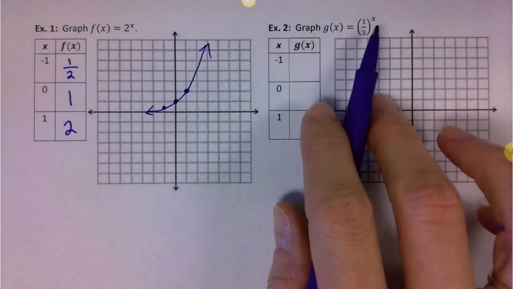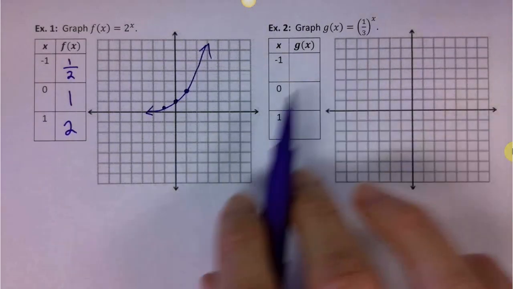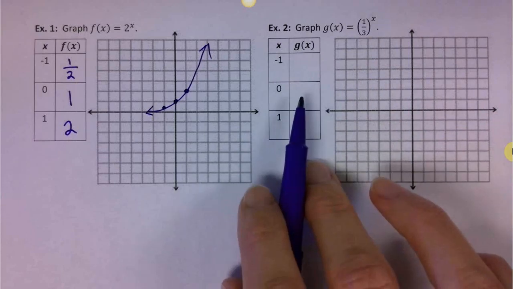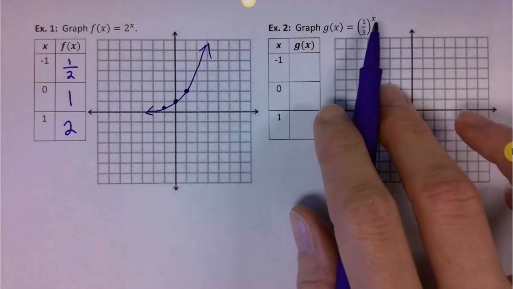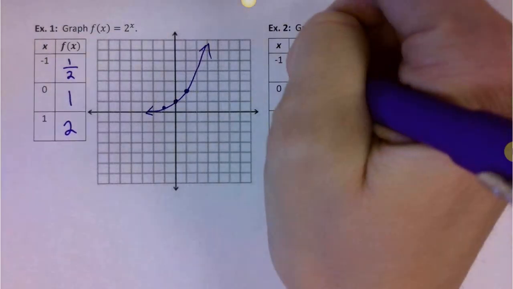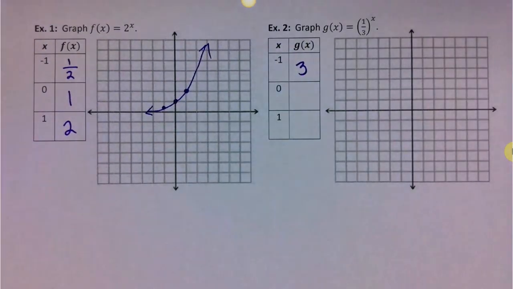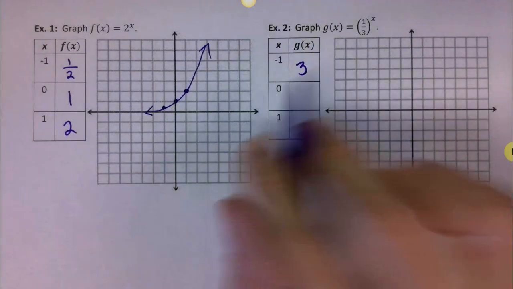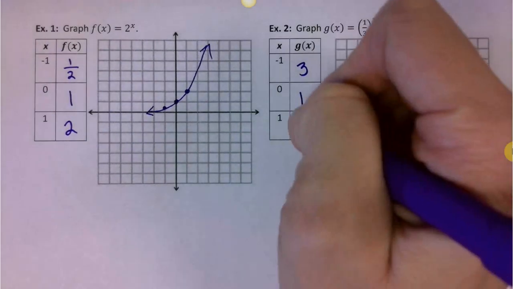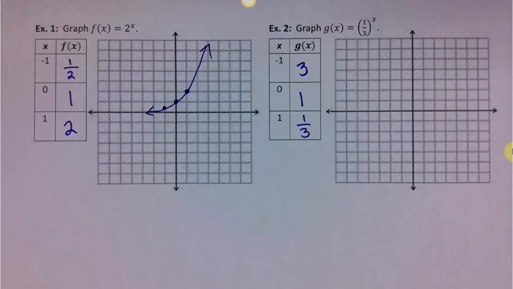g(x) = (1/3)^x. Again, we're going to do the same thing, just plug in some different values for x and figure out what the corresponding y value is. So when I plug a negative 1 into this exponent, (1/3)^(-1), the negative exponent would flip it, which would give us 3^1, or 3. Again, anything raised to the 0 power is just 1, and then (1/3)^1 would be 1/3.